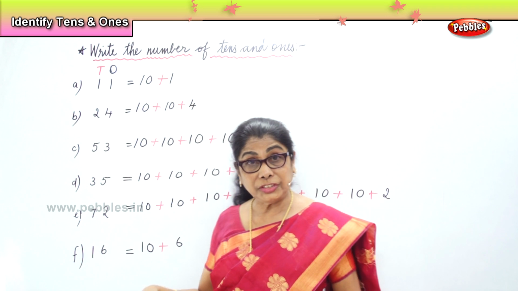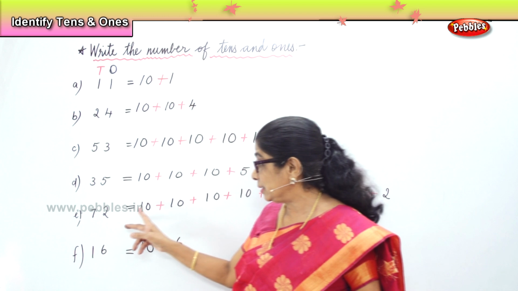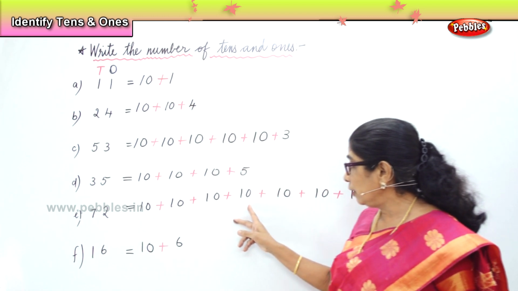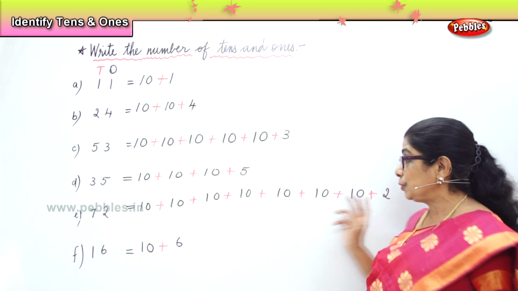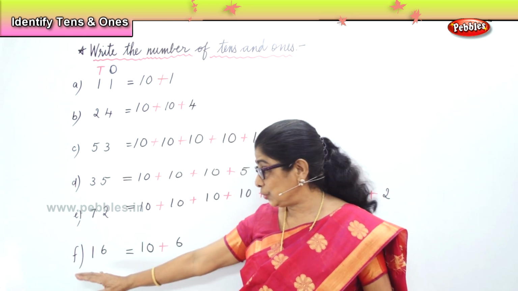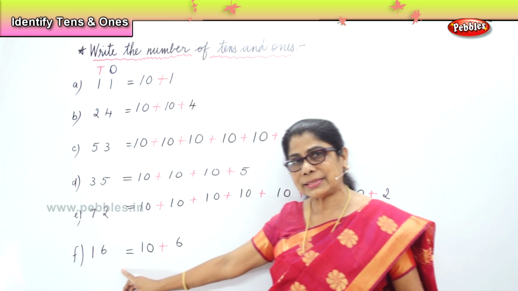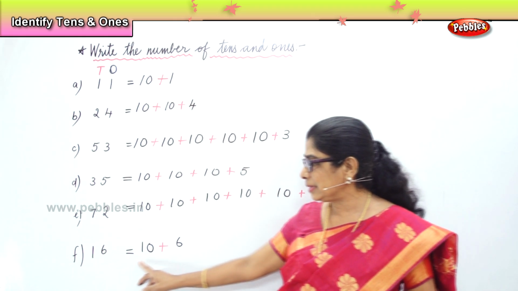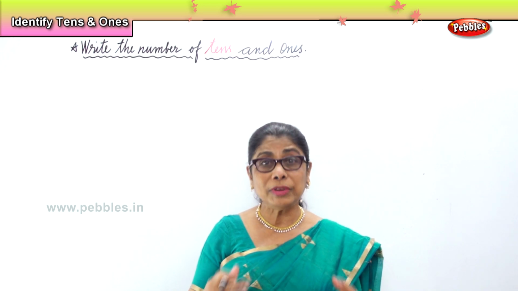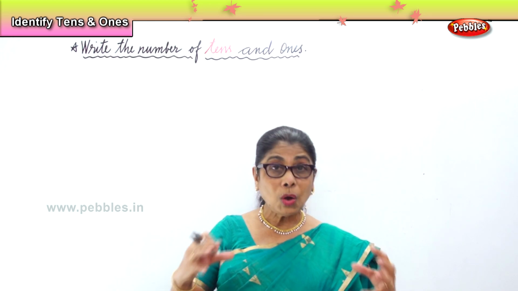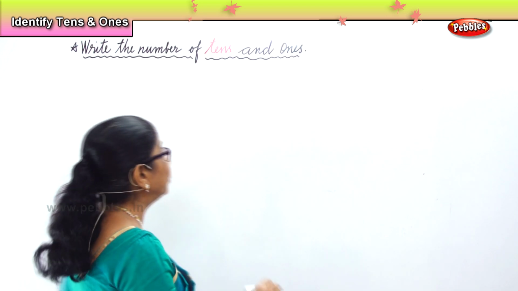And here you have 72. 7 in the tens place, 2 in the ones place. 1, 2, 3, 4, 5, 6, 7 tens, 70 plus 2, 72. Finally, you have 16. 1 in the tens place, 6 in the ones place. 10 plus 6, 16. I give you the numerals and you will find for yourself how many tens and how many ones. That's what we are going to do.